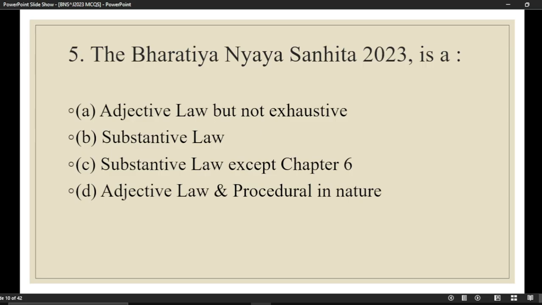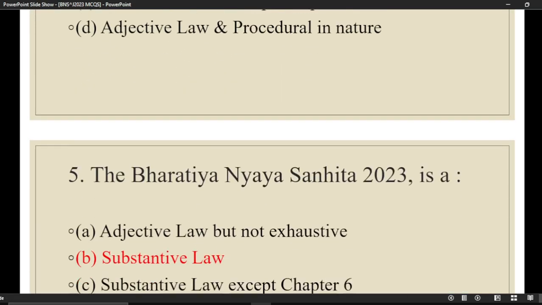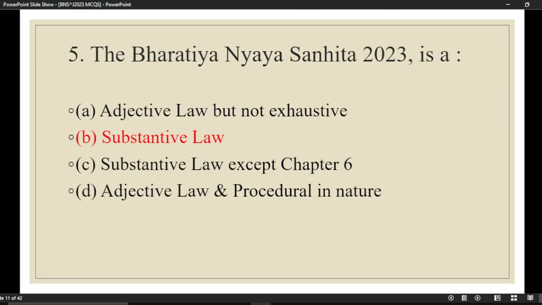So if we talk about the Bharatiya Nyaya Sanhita, it talks about the penal provisions. And it is a substantive law. That means it gives us the right. And it talks about the rights and liabilities, but it doesn't talk about any procedure like how we can get the remedies when our rights are violated. So it is a substantive law.